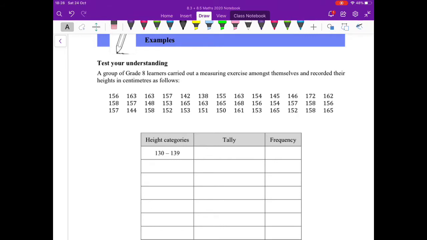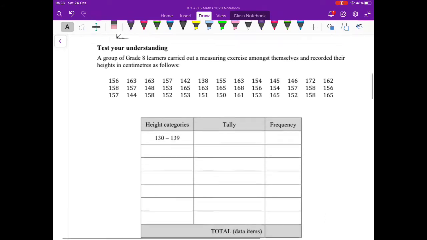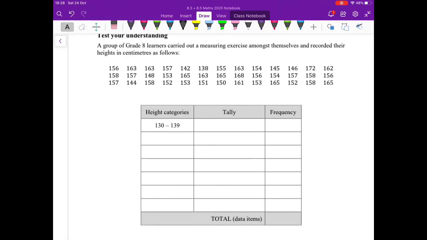A group of grade 8 learners carried out a measuring exercise amongst themselves and recorded their heights in centimeters as follows. Now again, you have to look for the lowest value and the highest value so that you can organize your height categories. If we look at this, 138 was the lowest and 172 was the highest. So I've got to cater for the 130s and I've got to go up to 172. Well, I'd have to go up to 179.